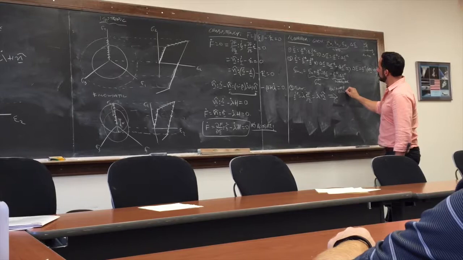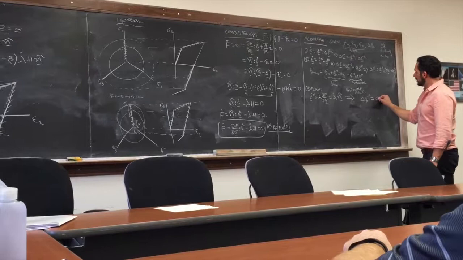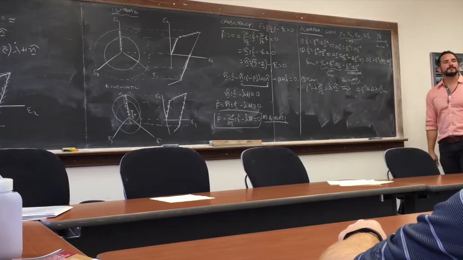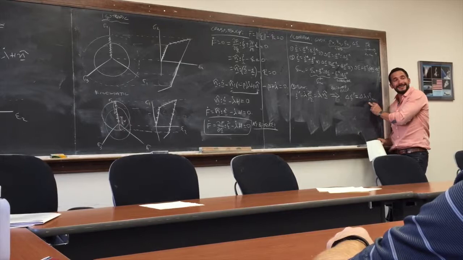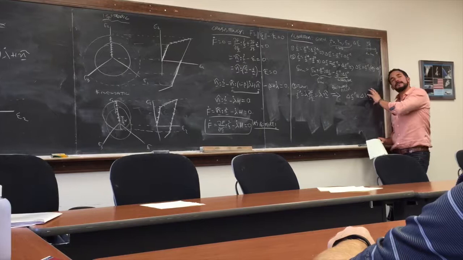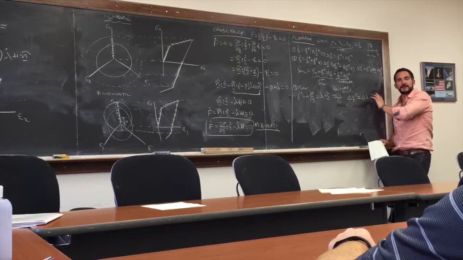Backward Euler says delta epsilon p equals delta lambda times n hat at n plus 1. Forward Euler would say delta epsilon p equals delta lambda times n hat at n. It would be so much easier to implement. This model is nasty: it depends on S, it depends on alpha. N hat looks innocent, but it's vicious. It's a function of many things.